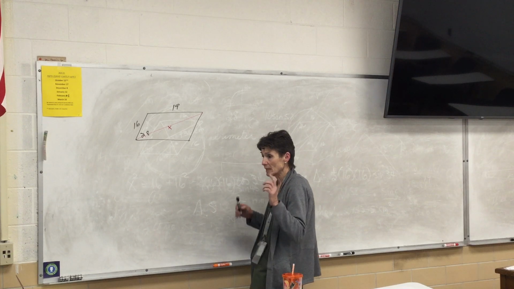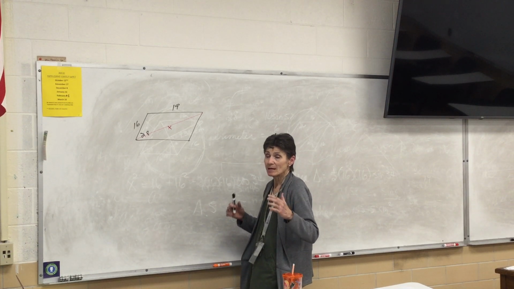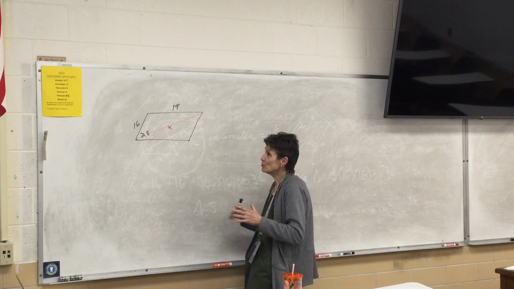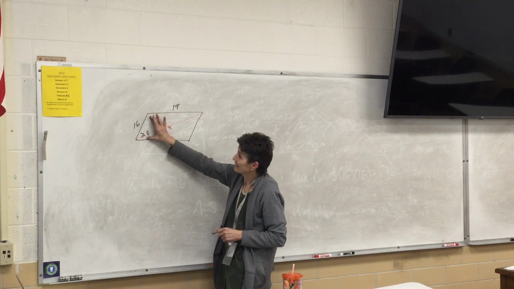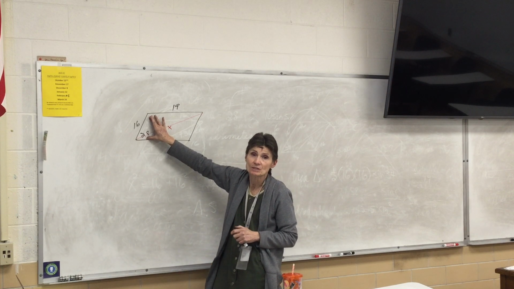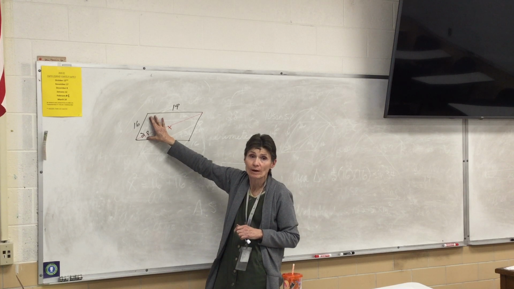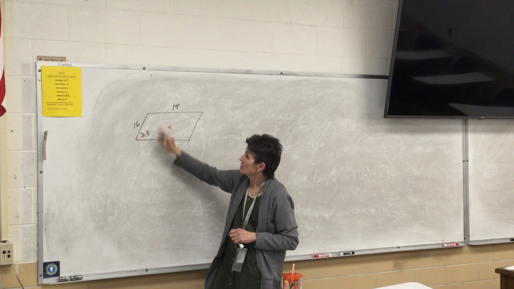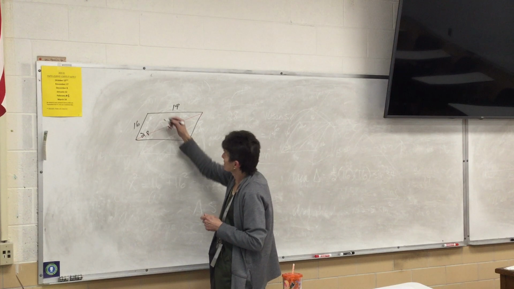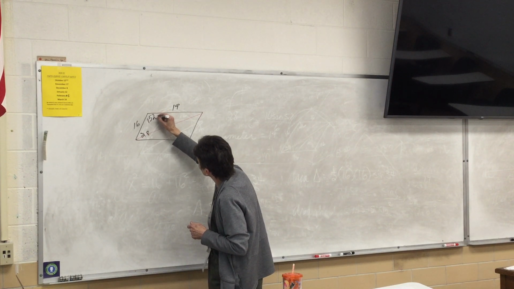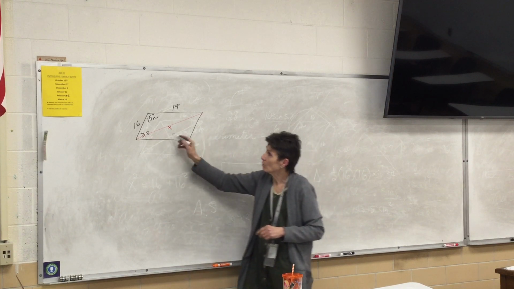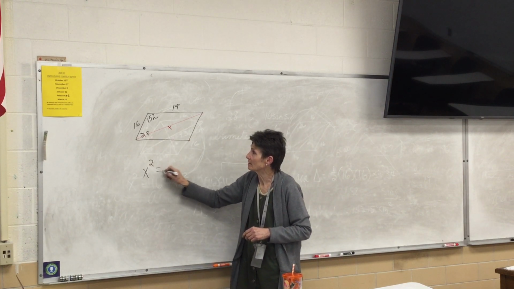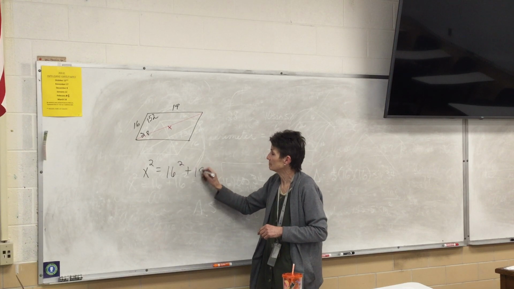Well, I'm sure if we were together, you would all be shouting out. You know that these are parallel lines cut by a transversal, and consecutive interior angles, or consecutive angles of a parallelogram, are always supplementary. So if that's 28, this guy is what, 152? And now we can find x using the law of cosines.